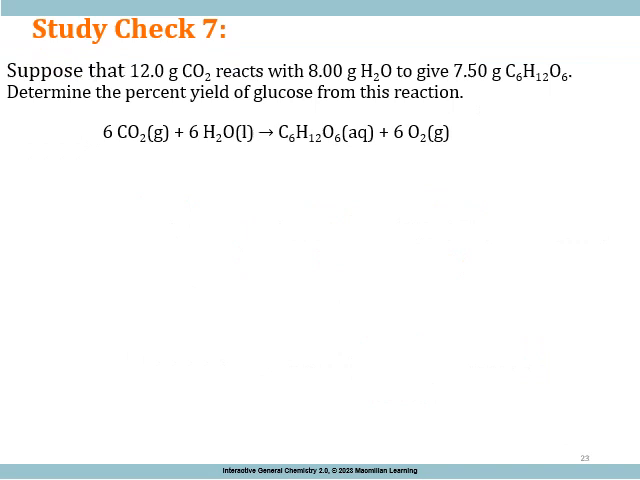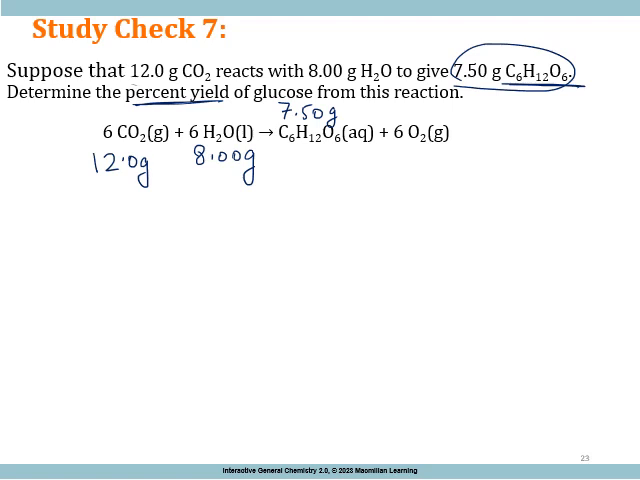The last type of question you can get from this concept is basically combining everything together. Okay, so we'll try to do this a little faster. Suppose that 12 grams of CO2 react with 8 grams of water to give 7.5 grams of C6H12O6. Determine the percent yield of glucose from this reaction. This, by the way, is glucose, C6H12O6. So the question is asking what is the percent yield, and what's given to us is 12.0 grams of this and 8.00 grams of this, and you ended up making 7.50 grams of this. How much is the percent yield?